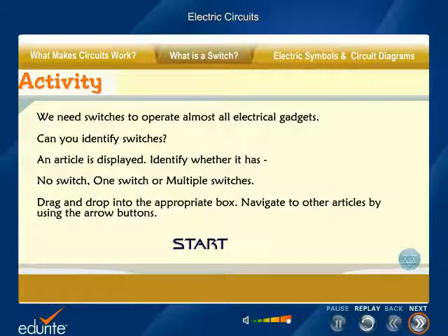We need switches to operate almost all electrical gadgets. Can you identify switches? An article is displayed. Identify whether it has no switch, one switch, or multiple switches. Drag and drop into the appropriate box. Navigate to other articles by using the arrow buttons.